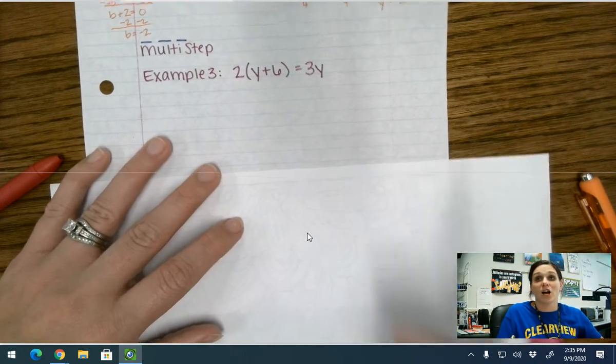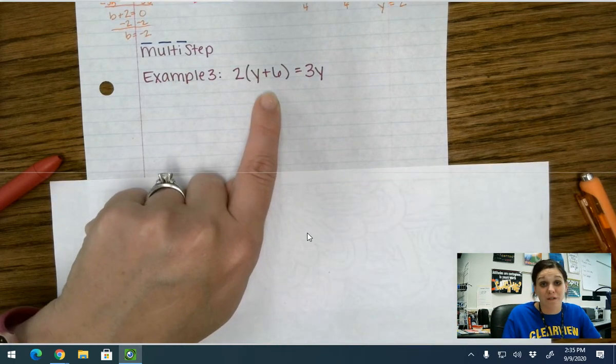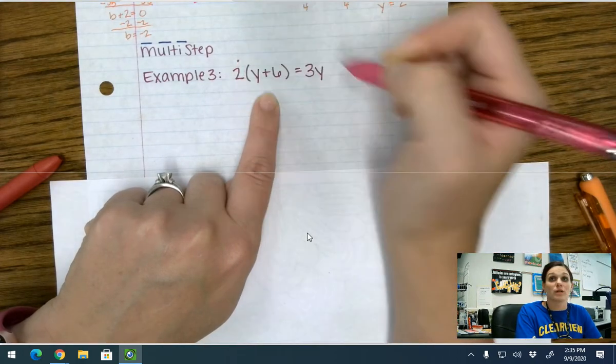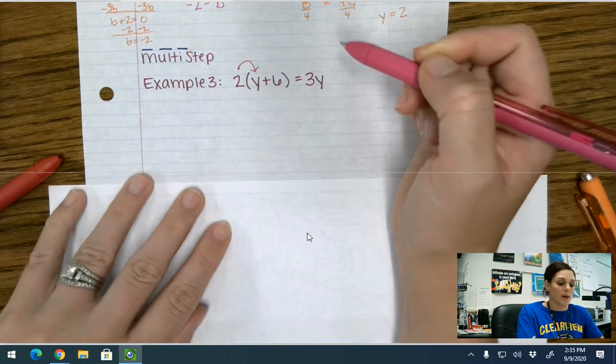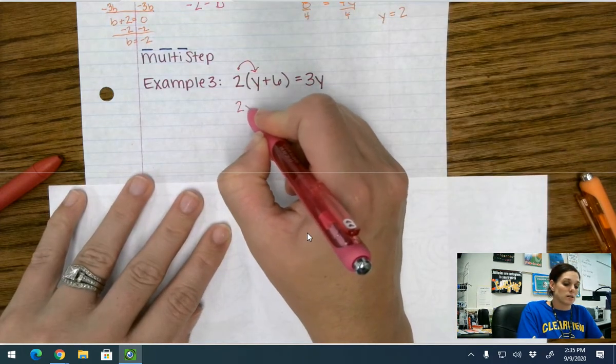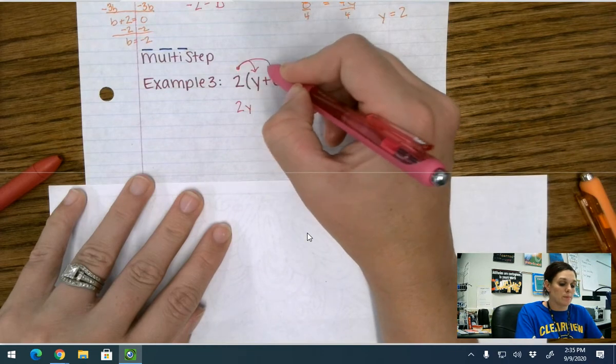And then I also have the instance of a set of parentheses. So I have to get rid of those parentheses first in order for me to accurately do this. So I'm going to go ahead and remember to do the distributive property. We are going to rainbow. So we're going to do 2 times y gets us 2y. We have 2 times a +6.